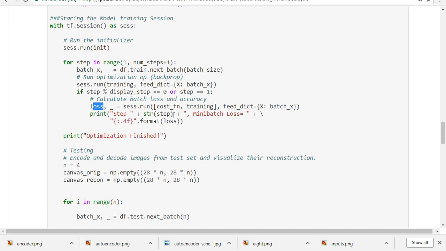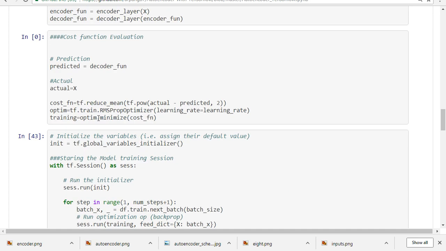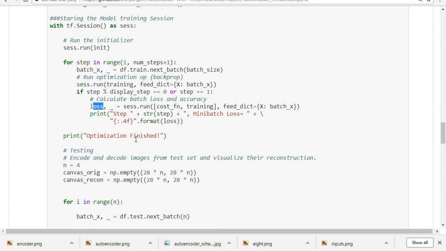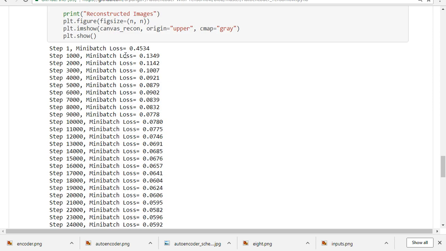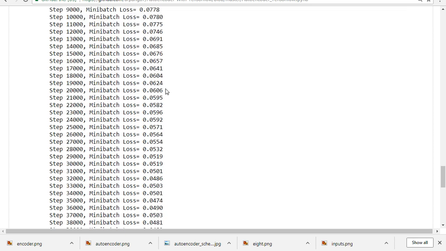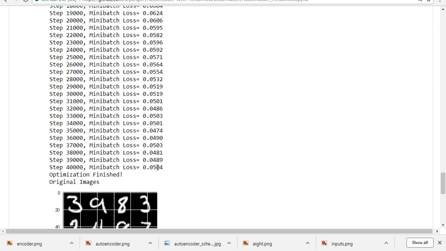The first is the cost function, and the second is training, which is the optim.minimize, minimizing the cost function. So you will keep track of both, but you don't need the second one. You just want to see the cost function. That's why we are just writing loss for the cost function, printing the loss at each display step, and then you will see what is going on here. At the first step you see the loss is this, at the 1000th step the loss is 0.13, and finally you see this loss is pretty low, that is, the cost function loss is very low.